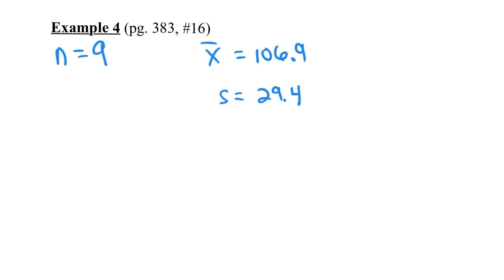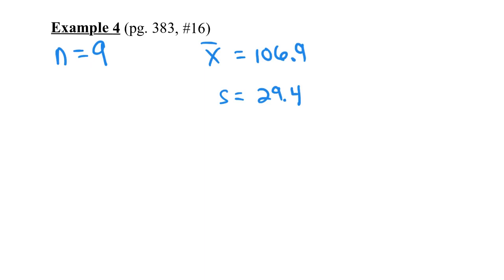And it talks about owning our own candy store. And it gives us a random sample of startup costs. Now these are in thousands of dollars. For a random sample of candy stores, we've got, let's see, 1, 2, 3, 4, 5, 6, 7, 8, 9 candy stores. So number 16, we have n equals 9. So when you look at part A, it says use a calculator with mean and sample standard deviation keys to verify that the mean is about 106.9. This is in thousands of dollars. And little s equals about $29.4 thousand.